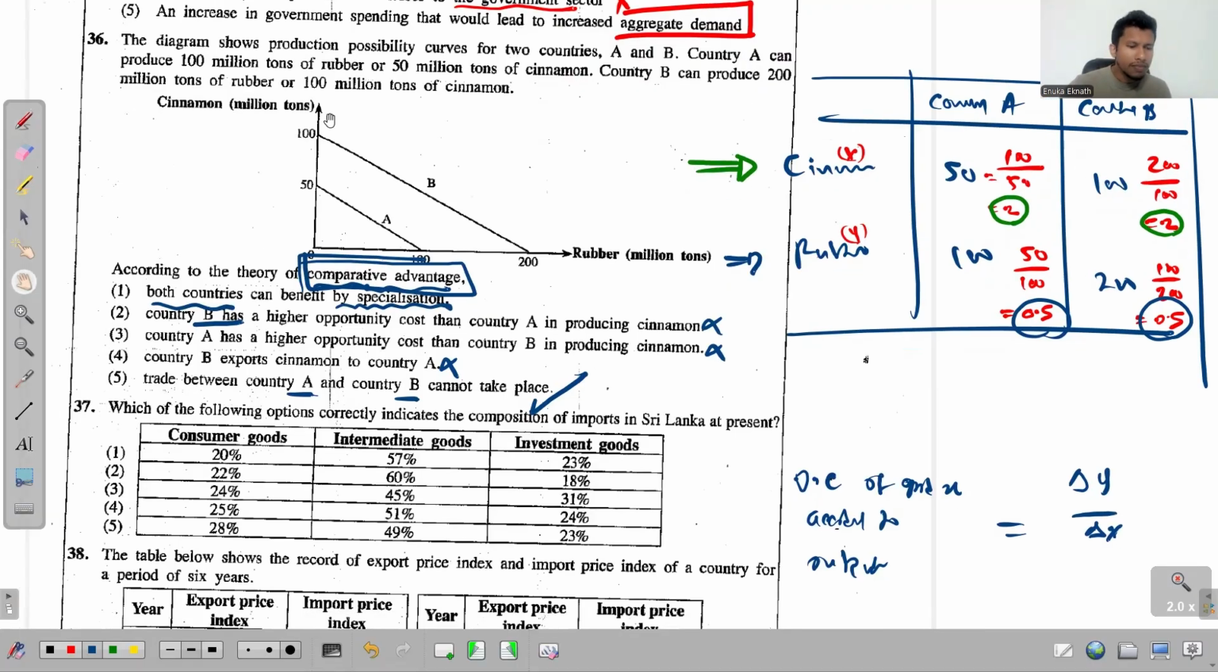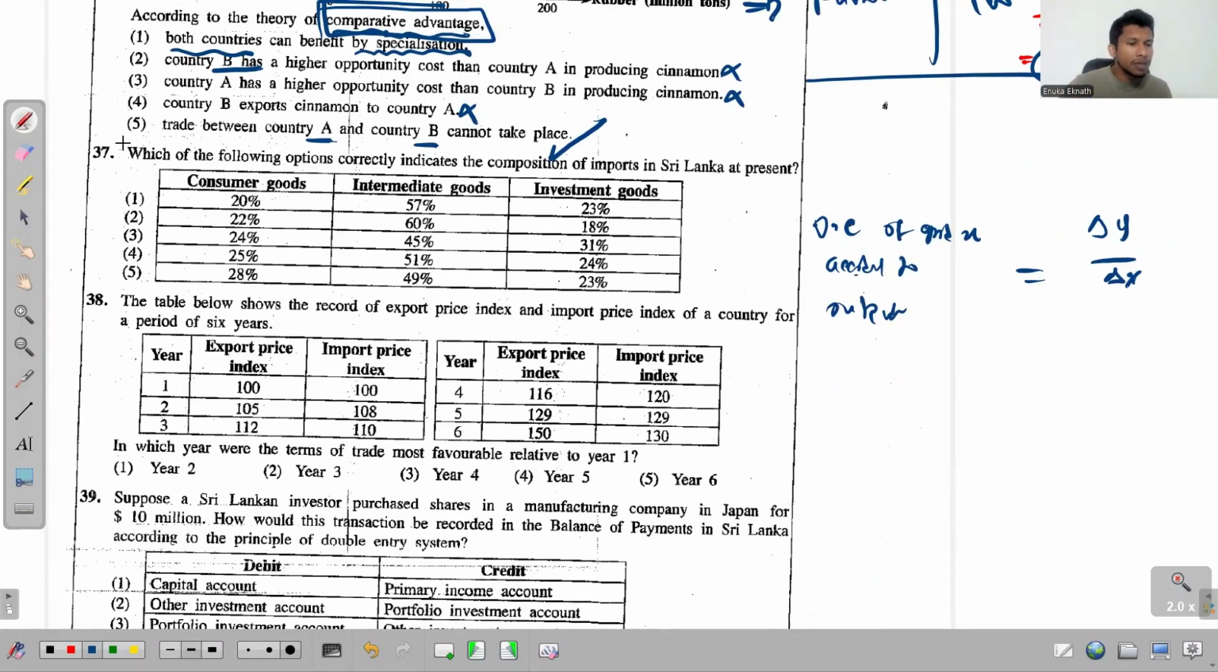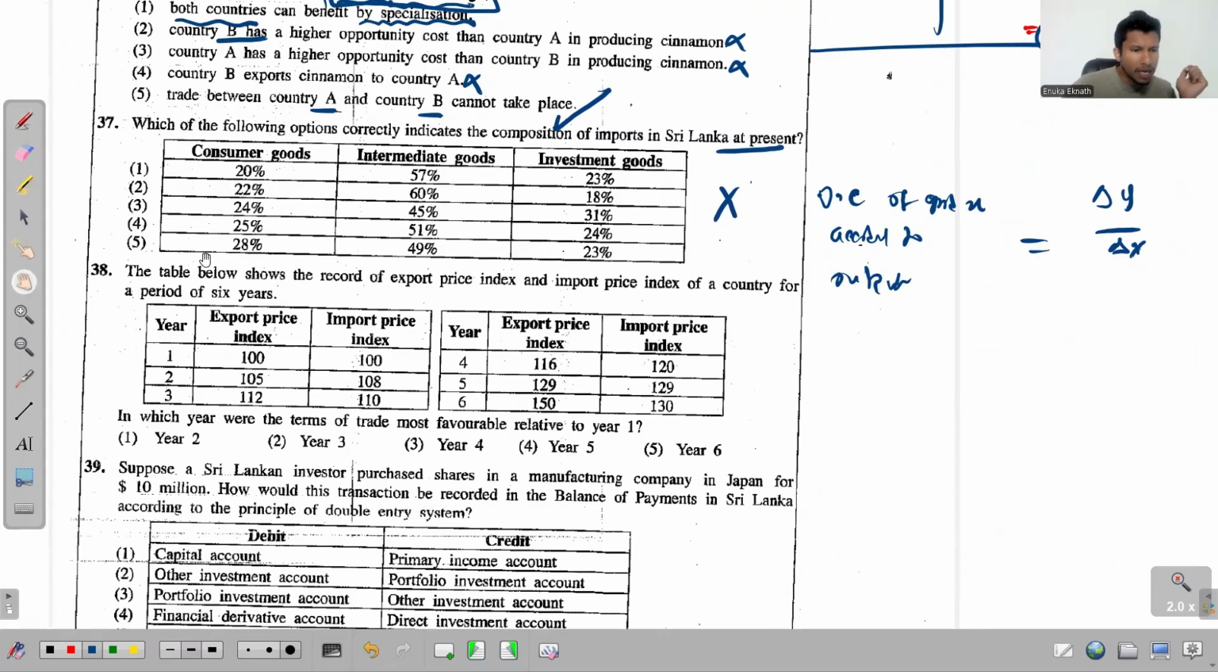Okay, look at this question 37 now. It says, which of the following options correctly indicates composition of imports at present? No, we are not going to discuss such questions.